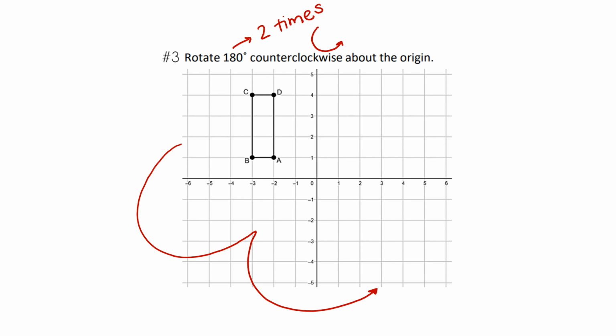Point A would be located at +2, -1. Point B is located at +3, -1. Point C is located at +3, -4. And point D is located at +2, -4. We can connect our dots to make the same rectangle, but you can see that it has been turned and flipped upside down.